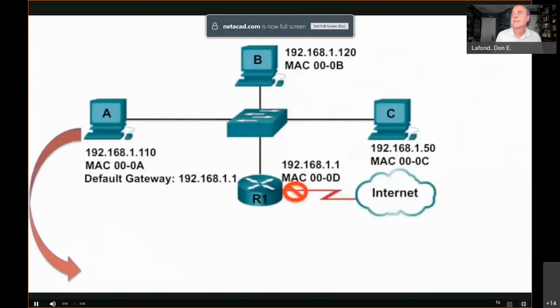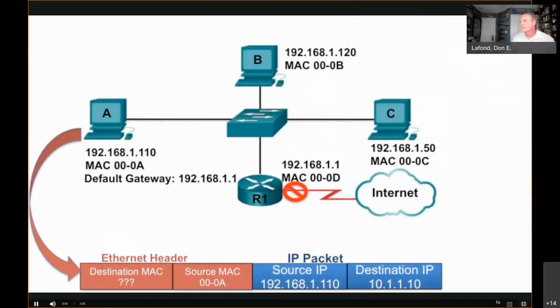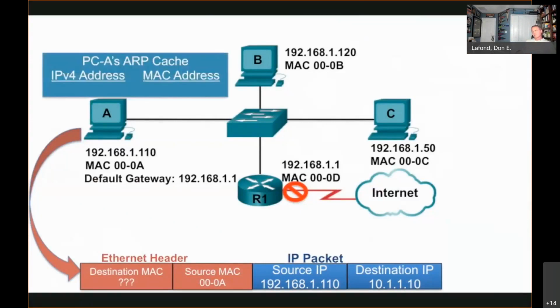In this video, PCA has an IP packet, source IP address itself at 192.168.1.110, and destination IP address 10.1.1.10, which is an IP address on a remote network. So the destination MAC address will be that of its default gateway, 192.168.1.1, the router R1 in this case. PCA checks its ARP cache for that IP address, 192.168.1.1, and there's no entry with a MAC address.